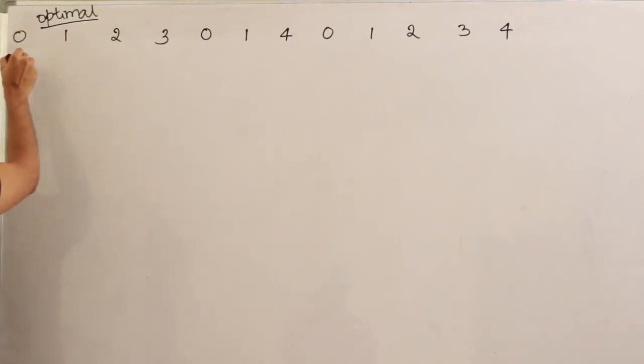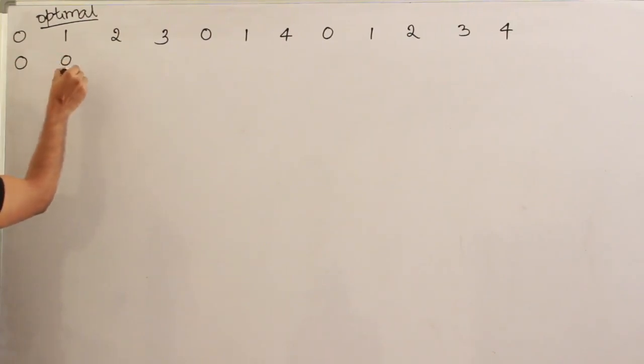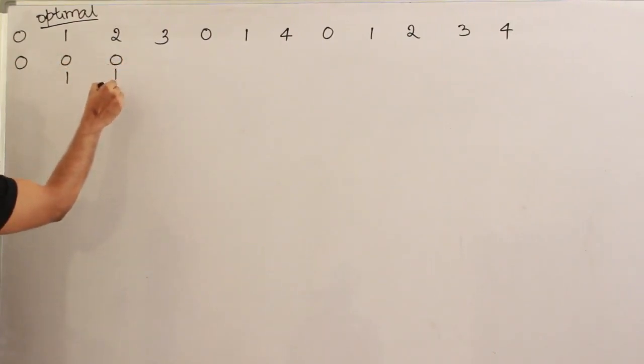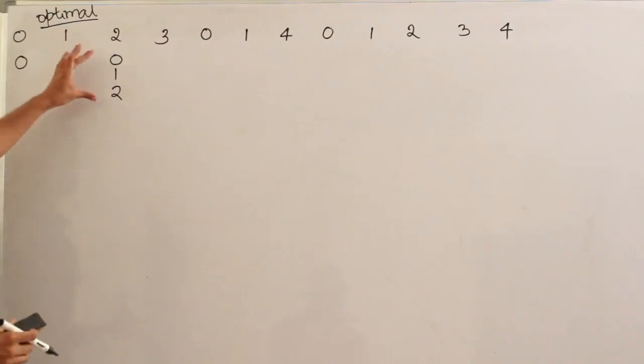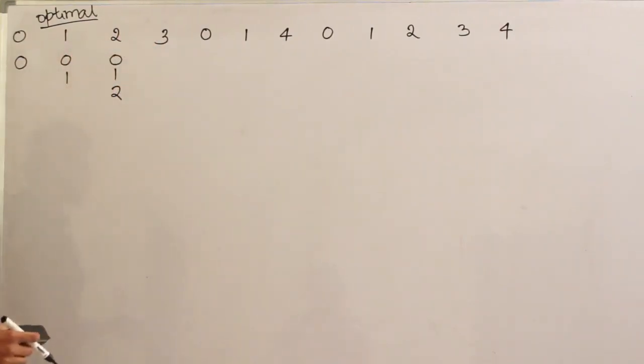When 0 is referred, 0 will be present in the main memory frame, and when 1 is referred, 0 1 will be present, and when 2 is referred, 0 1 2 will be present. Since there are 3 frames, this is the maximum that our memory can hold. Now when 3 is referred, one of them has to be replaced, right? Then according to this optimal algorithm, which one will be replaced?